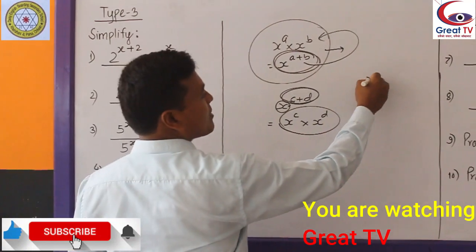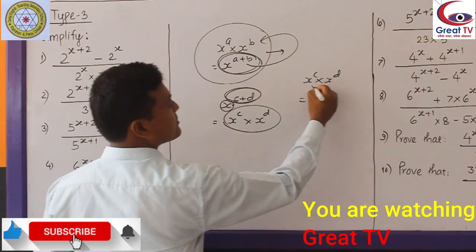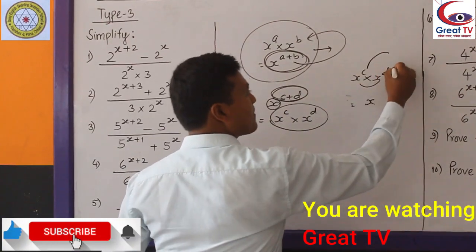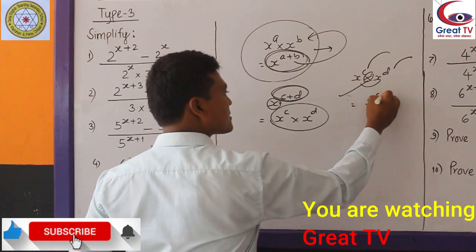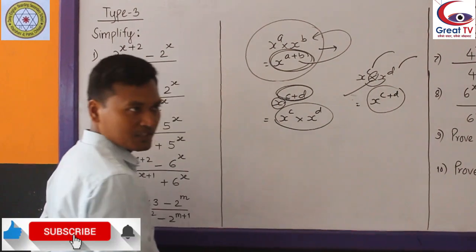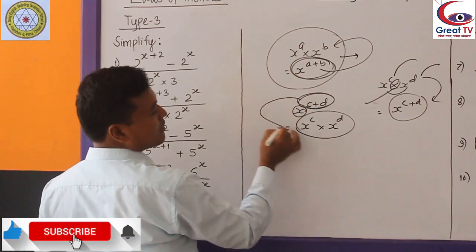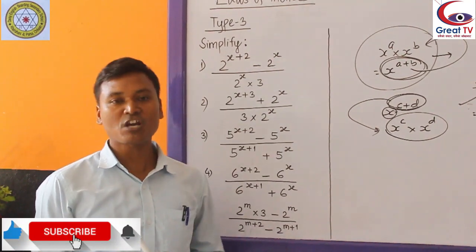If we have x to the power c times x to the power d, x is the same base. Now we write x single. Here is the power c, here is the power d. What is the relation over here? Multiplication. So x to the power c plus d. So this can be simplified by this also. And sometimes this can be broken into this type also. Then only you will understand this type of problem.